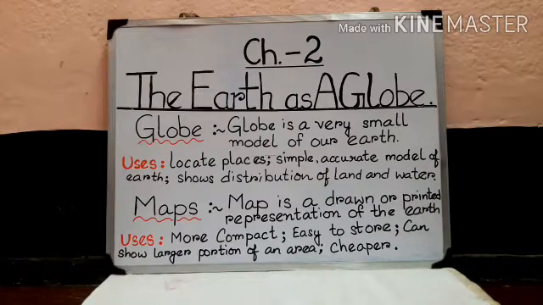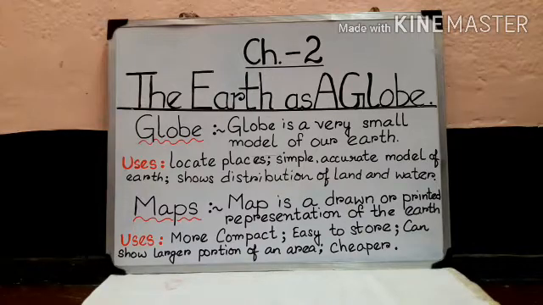The map is a drawn or printed representation of the earth or any other heavenly body. So, a map is drawn or printed. It can either be drawn or it can be printed. So it is a drawn or a printed representation of the earth or any other heavenly body.